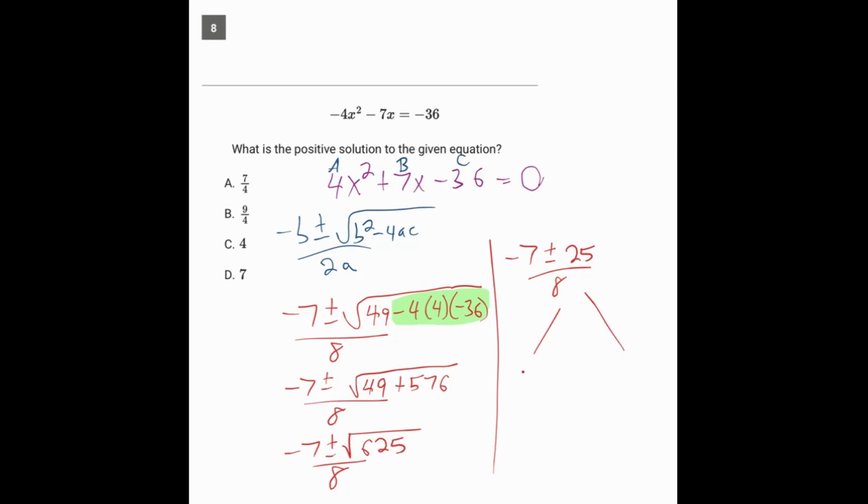And now we can split it into the two options. -7 plus 25, well, that's 18 all over 8. -7 minus 25, that's -32 over 8. So this simplifies to -4. This simplifies to 9 over 4. And so we have one positive answer and one negative. They're asking us for the positive. And so that's B, 9 over 4.